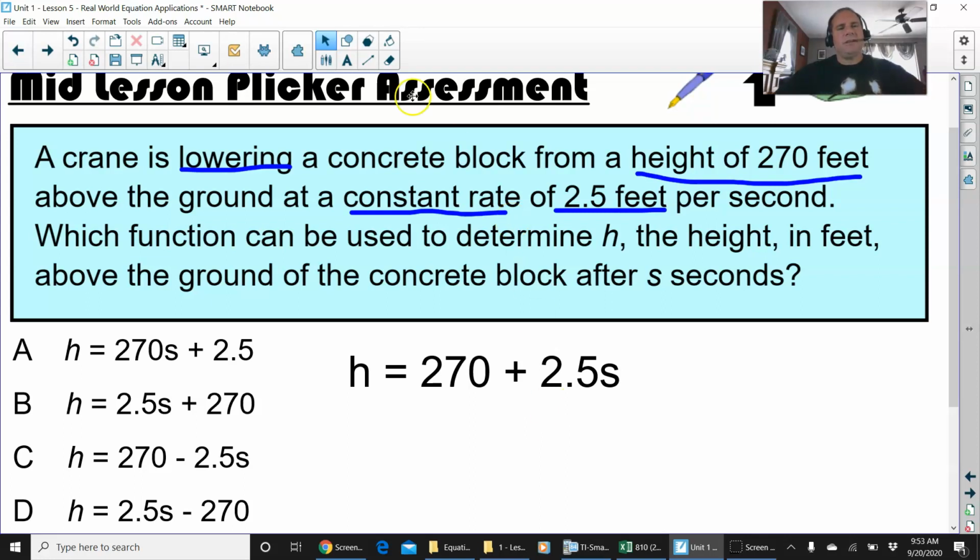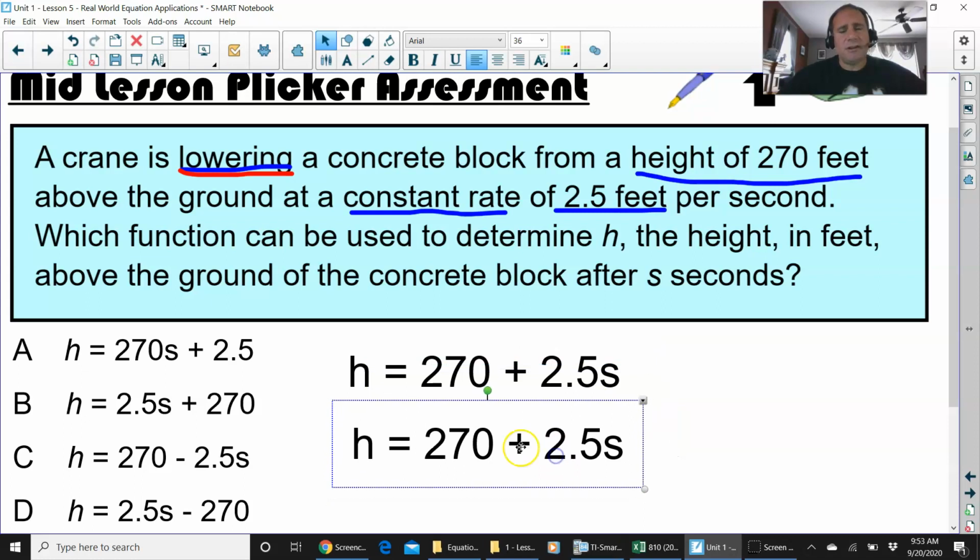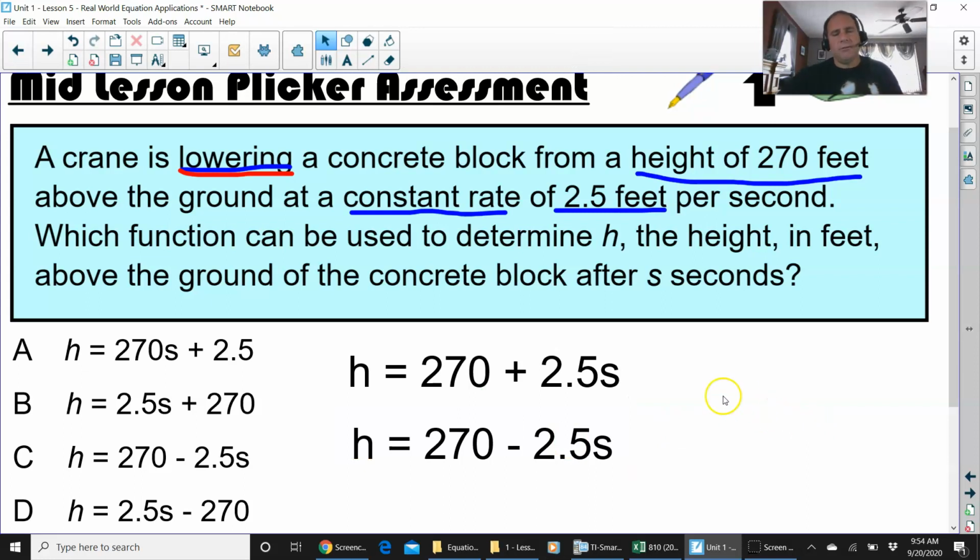The key word here is lowering. All right, so see, the crane is lowering from 270 feet up. That's why I started with 270 in my equation. So I'm starting with 270, and since it's lowering, I am going to put a minus because it's lowering at a constant rate of 2.5 feet per second. That's subtraction. And so if you picked B, you kind of fell into that little bit of a trap.